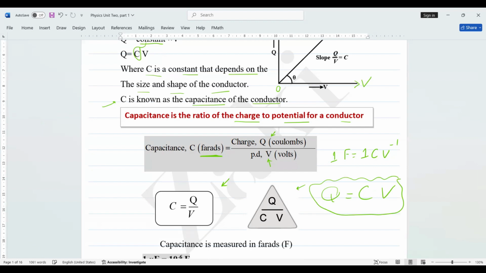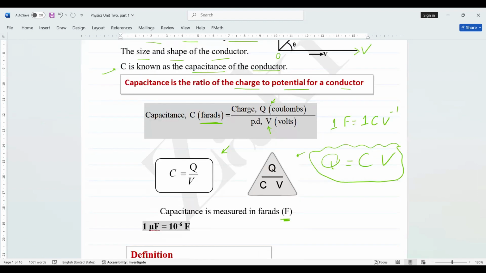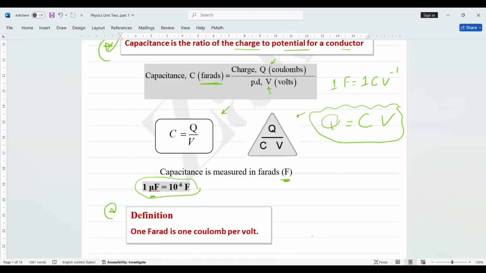Capacitance is measured in farad. Farad is a big unit. We use microfarad instead of farad. 1 microfarad equals 10 power negative 6 farad. The definition of capacitance is important. The definition of farad also is important. What is farad? 1 farad is 1 coulomb per volt. Okay? Then, what is the capacitance? Capacitance of a conductor is the ratio of the charge to the potential.